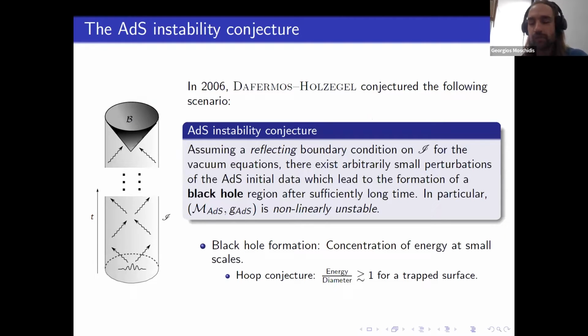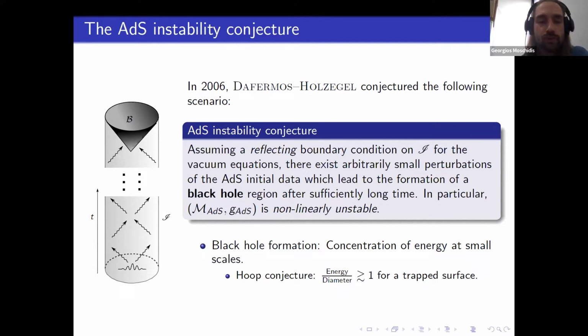In fact, the conjecture that they proposed was the following: that there exist arbitrarily small perturbations of the AdS initial data for the vacuum Einstein equations, such that if we let those data evolve with reflecting boundary conditions at infinity, and we wait for a sufficiently long time, then we will eventually see a black hole region appear.